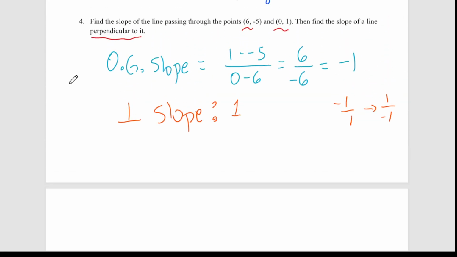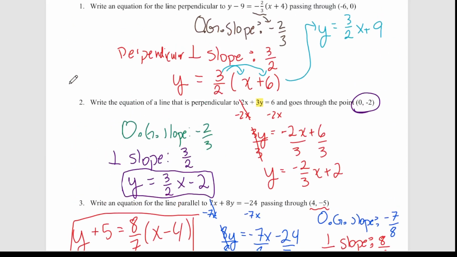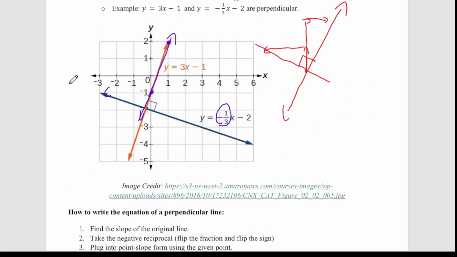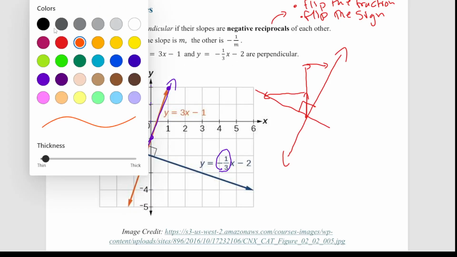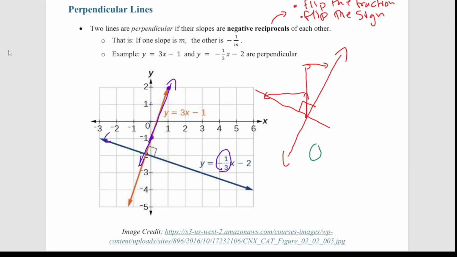So to recap, if it's a parallel line, you use the same slope. You might have to find that slope. And if it's a perpendicular line, you want to be using the opposite reciprocal of that slope. So just to really emphasize, if, for example, the original slope was 2, that would make the opposite reciprocal slope negative 1/2. If the original slope was negative 1/3, that would make the opposite reciprocal slope 3. So every time you're looking for that perpendicular slope, flip the fraction and flip the sign.